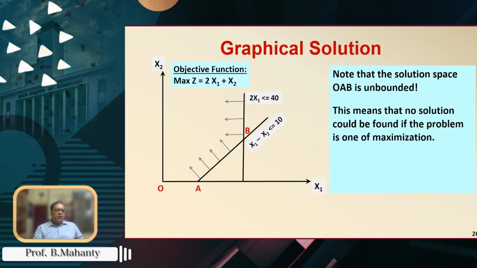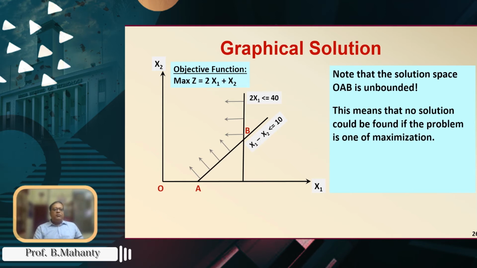And this line is x1 minus x2 equal to 10. And this side towards the origin side is x1 minus x2 less than or equal to 10. So this entire portion, because the axis is also there, is our solution space.